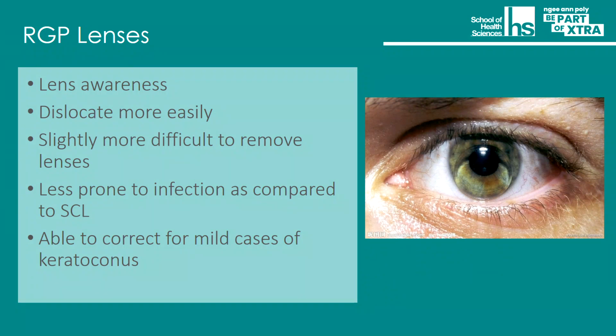Because it moves around, when it's not fitted properly, it dislocates more easily because it doesn't wrap around the eye like a soft lens. And again, unlike soft lenses, it's slightly more difficult to remove because it requires a little bit of handling skill. But of course, practitioners like optometrists who prescribe RGP lenses will train you well enough so that you are able to handle the lens properly and competently. Compared to soft lenses, they are a bit less prone to infection.